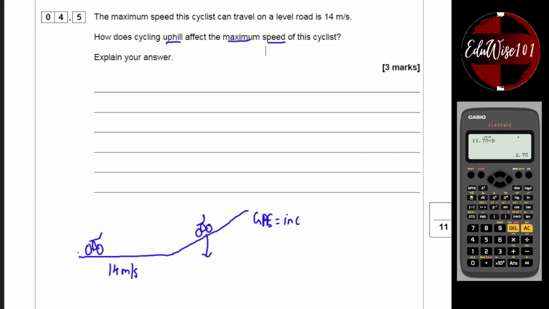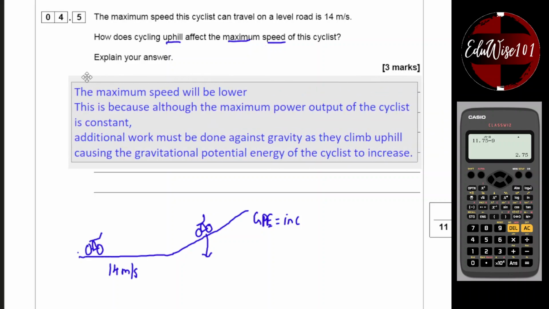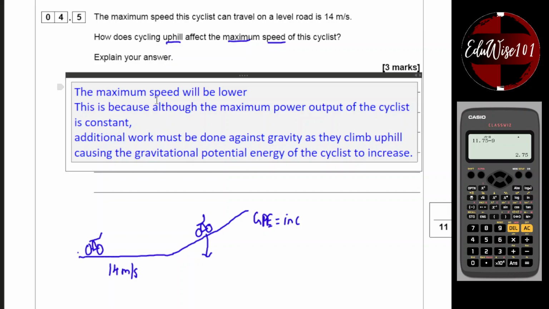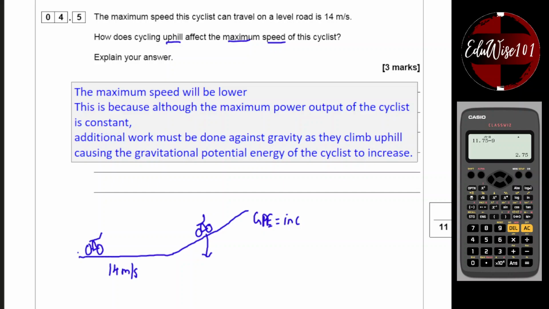The explanation is because they have to do work against gravity. So here's an explanation. The maximum speed will be lower. This is because although the maximum power output of the cyclist is constant, so the cyclist is able to produce a maximum amount of power output, additional work must be done against gravity as they climb uphill, causing the gravitational potential energy of the cyclist to increase.